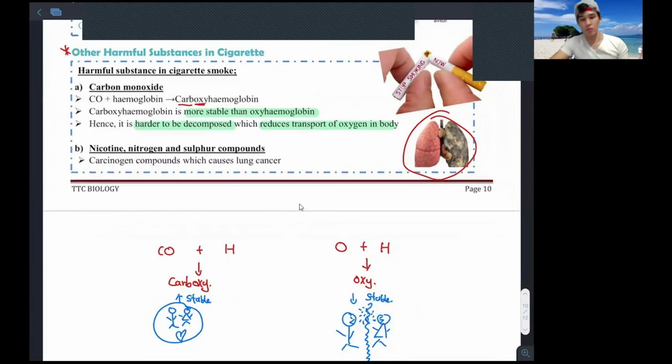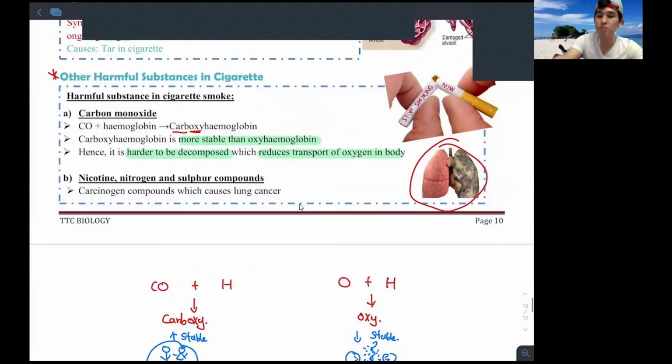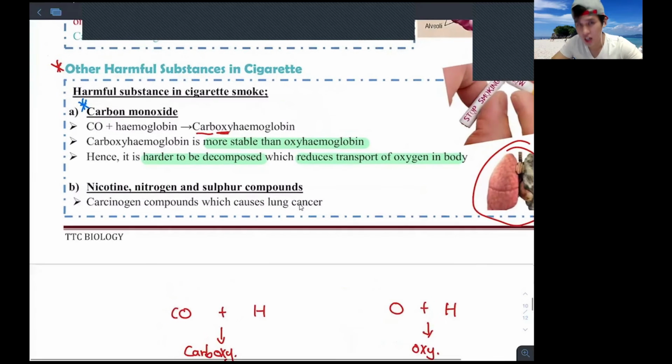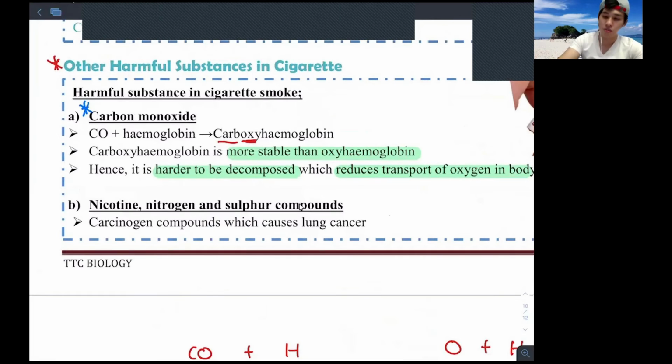Okay, so that is carbon monoxide, one of the main components inside cigarette smoke. Now next is nicotine, along with the two things I mentioned just now, the sulfur and nitrogen dioxide. So these three, besides corroding your lungs, along with nicotine, are known as carcinogen compounds, which we did mention in chapter 6. Carcinogen compounds are compounds that cause cancer.